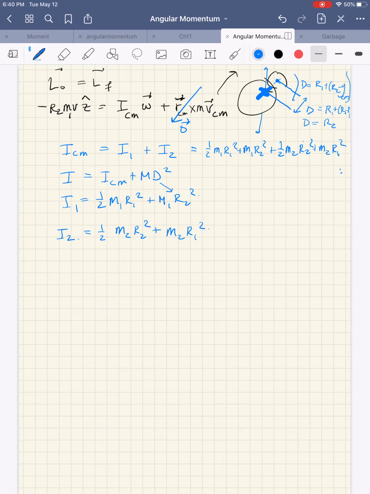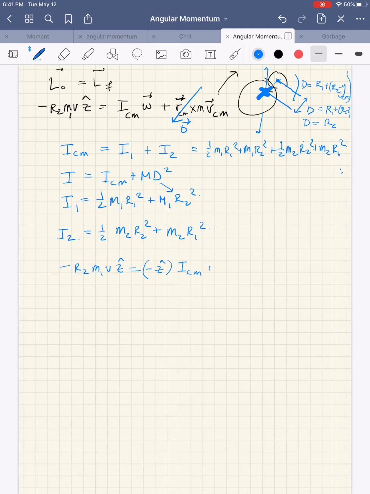The whole thing is rotating this way, which is in the clockwise direction. So omega is omega in the minus z hat direction, if I'm taking out the magnitude right there. And I'll have minus R2 M1 V z hat equals minus z hat I about the center of mass times omega. And so omega is going to equal R2 M1 V divided by I center of mass, that complicated expression.